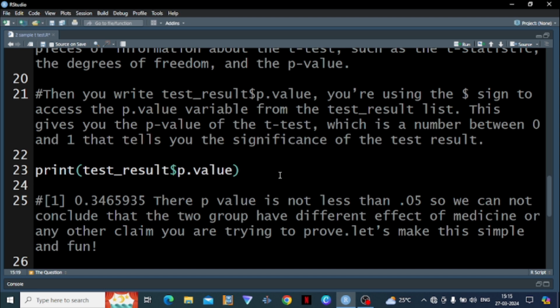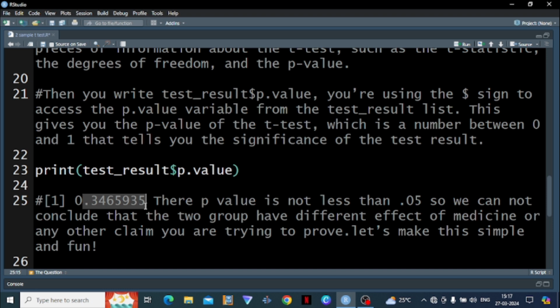When we run this command, the value will come as 0.3, which is not less than 0.05. It is not at all less than 0.05. So we fail to reject the null hypothesis, and we cannot prove our claim. When comparing the two groups, if the treatment is working properly, the data will change and the difference will be shown in this test.